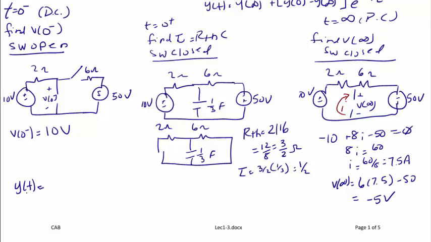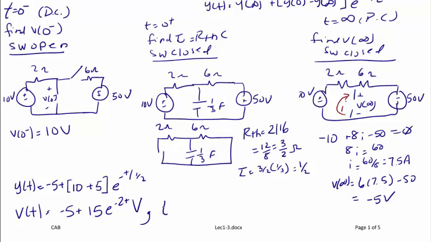Y of t is equal to Y of infinity, -5, plus Y of 0, 10, minus Y of infinity, plus 5, e to the -t over tau, which is e to the -t over 1/2. So this reduces to the output voltage V of t is equal to -5 plus 15 e to the -2t volts. And it's very important to emphasize that this is only the voltage for time greater than or equal to 0, because we know at time 0 minus it was 10 volts.